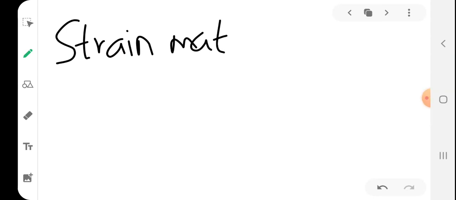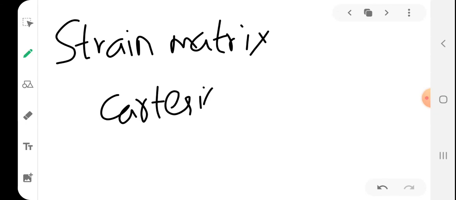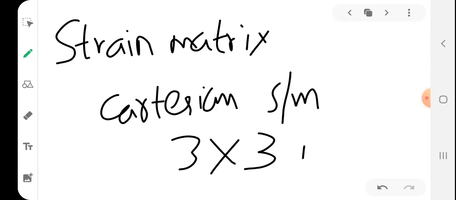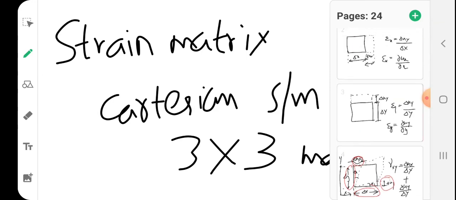Now, students, I will be showing you how to write the strain matrix in the rectangular Cartesian system. Since this is a Cartesian three-dimensional system, you will have 9 components, a 3 by 3 matrix. You have already learned how to write the matrix form of stress. Similarly, there is also a strain matrix. You know how to define strain. I have already shown you in the first slide, right?